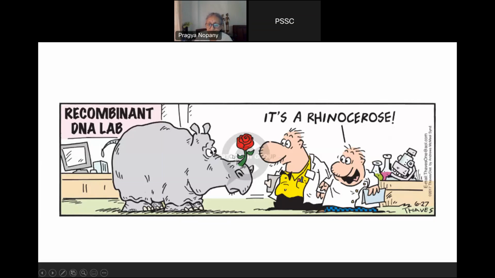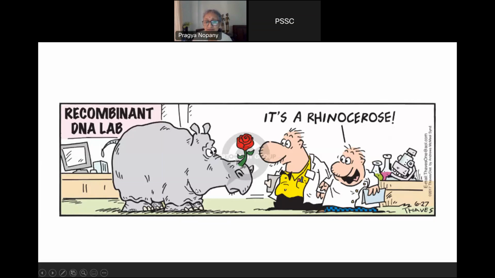So here what is being shown is a rhinoceros on whose nose, instead of the horn, there is a rose. And these people are, and this is a recombinant DNA lab.